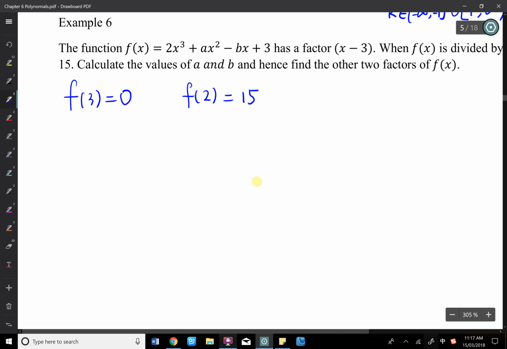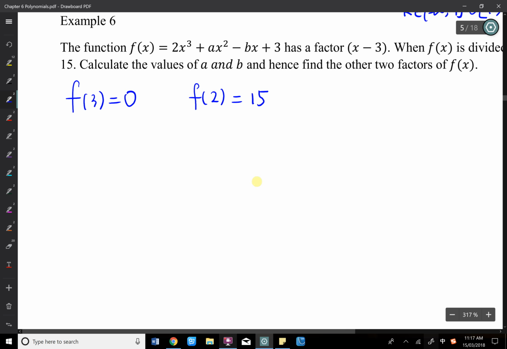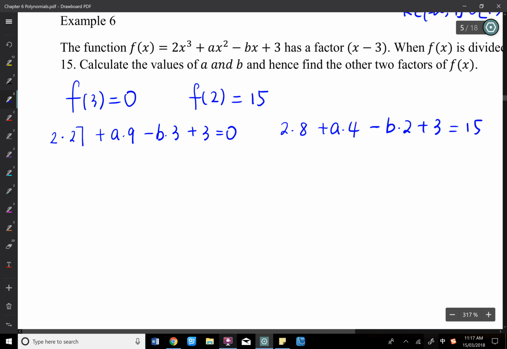f(3) equals 0. Let's put 3 into the function. So 2 times 27 plus a times 9 minus b times 3 plus 3 equals 0. f(2) equals 15. So 2 times 2 cubed, which is 8, plus a times 2 squared, which is 4, minus b times 2 plus 3 equals 15, by expanding the equation.